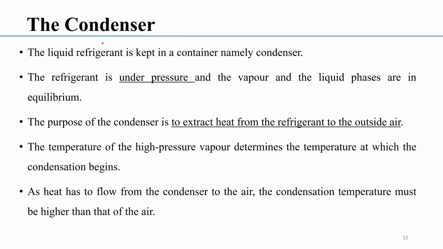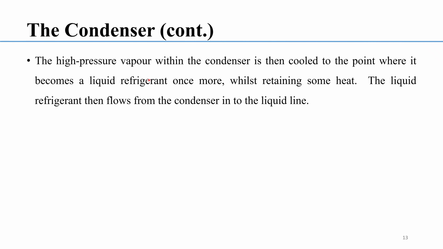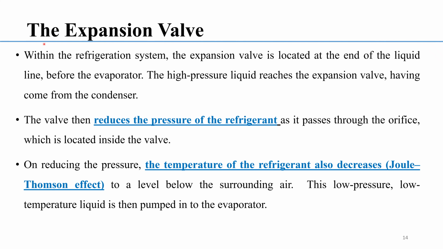Sometimes we feel heated whenever we lean on a refrigerator. Actually, the heat comes from this condenser. The main function of the condenser is to emit the heat from the refrigerant to the atmosphere. So the refrigerant again loses heat and gets converted into liquid. The high pressure vapor within the condenser is then cooled to the point where it becomes a liquid refrigerant once more, whilst retaining some heat. The liquid refrigerant then flows from the condenser into the liquid line. Then the expansion valve.